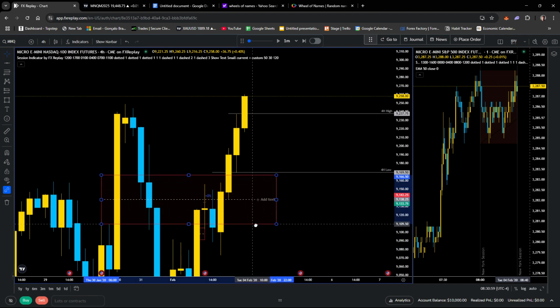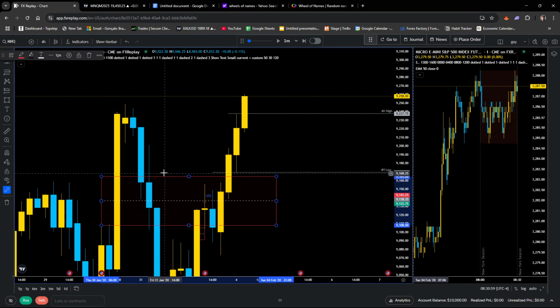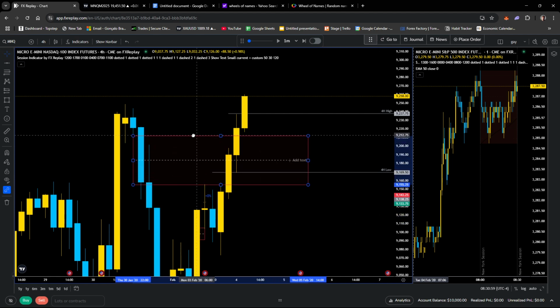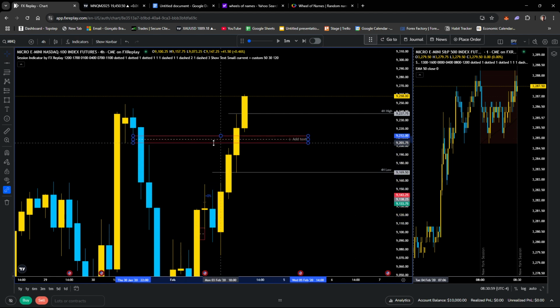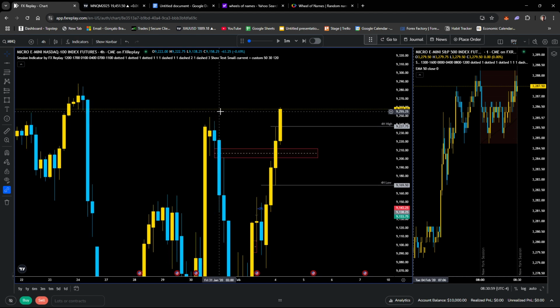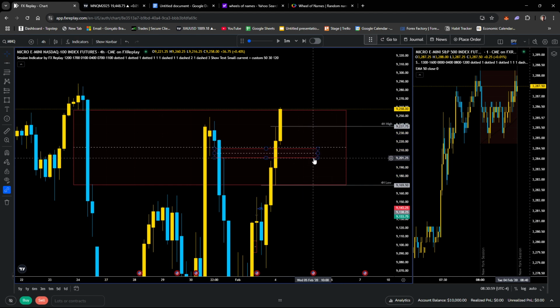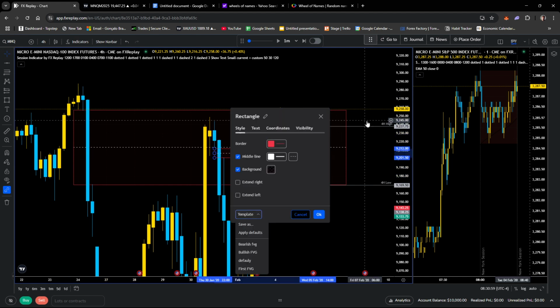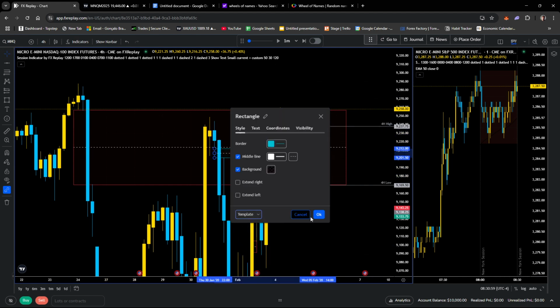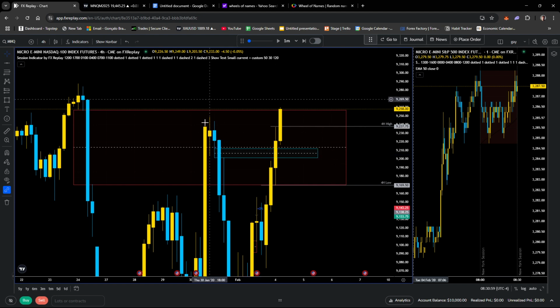In terms of PD arrays, we have a bullish one here that we've inversed, an inverse fair value gap. We can use this as support. Also have a bearish one here. So when we see that they overlap, you're going to go with the most recent sweep of the high or the low. Let's color this in blue.